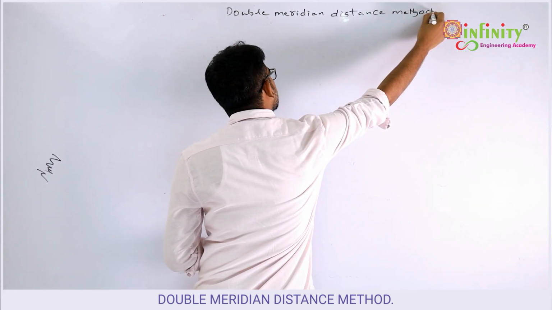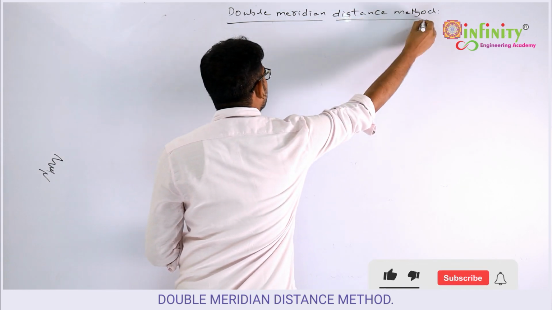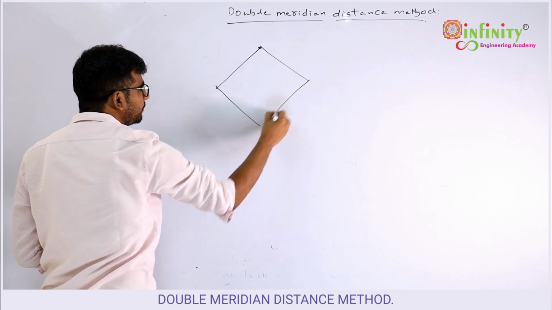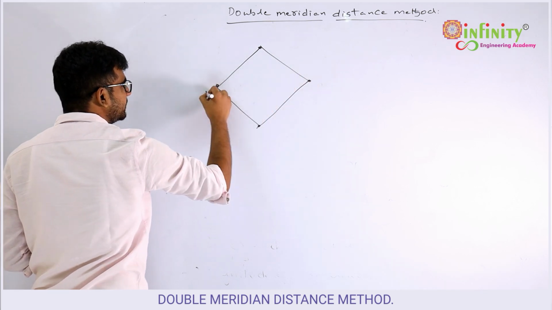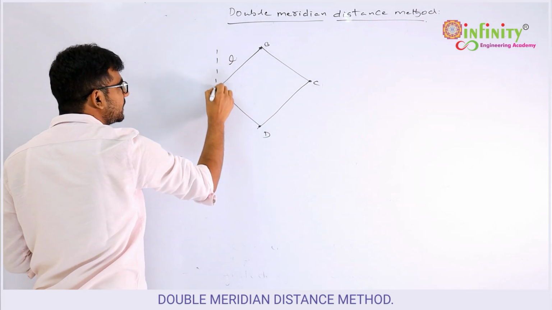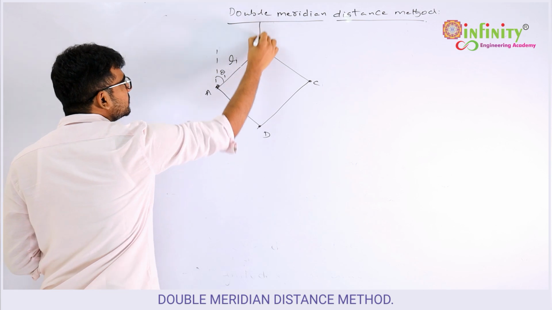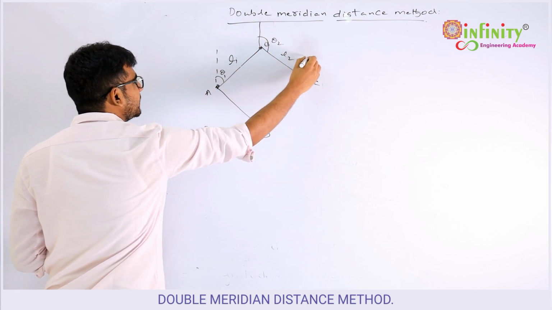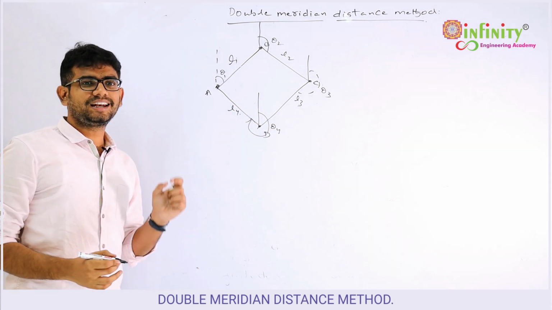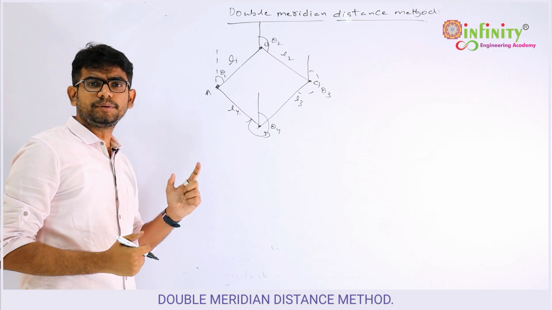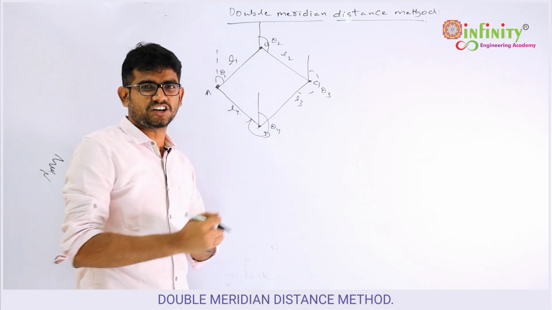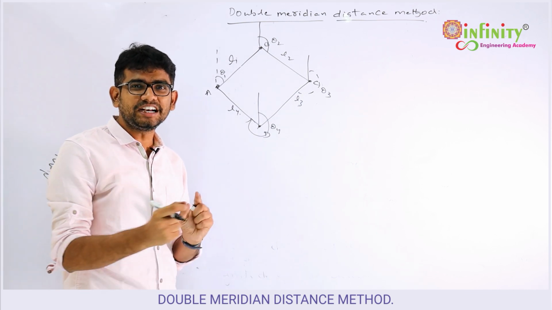First, in a given traverse, what we determine is, suppose a traverse is like this, we determine the length of the line and the bearing of the line. For all the lines, we determine the lengths and bearings. Then after determining the length and bearings of the line, we can determine the latitude and departure of the line.